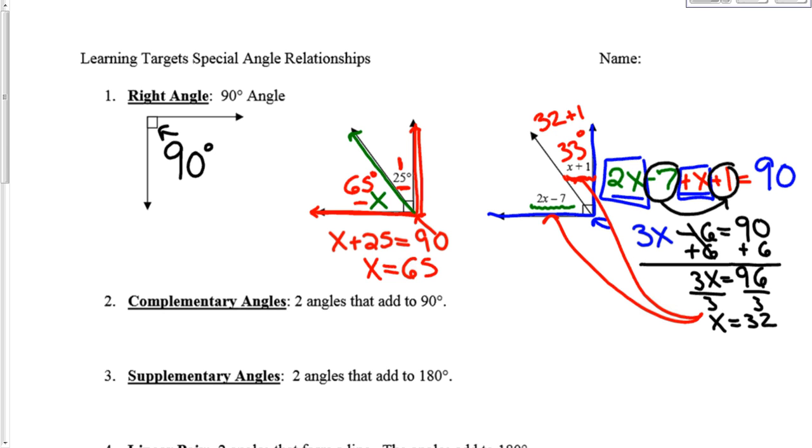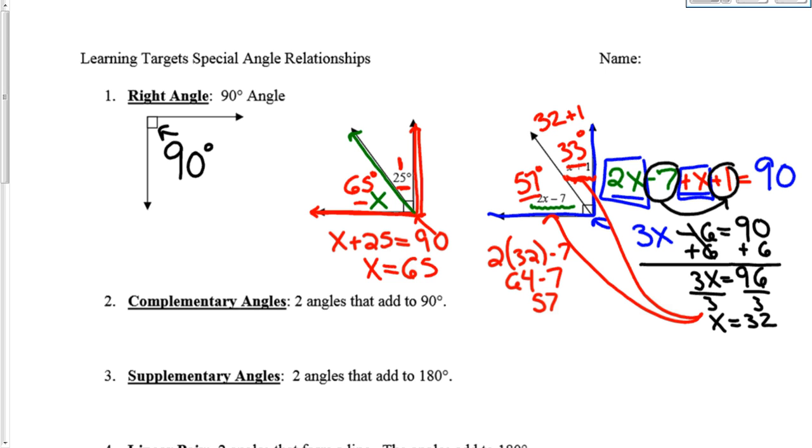Likewise down here, I have 2 times x minus 7. So 2 times 32 minus 7. And I'll use my order of operations. 2 times 32 is 64. Subtract and I get 57. So that's telling me that this angle is 57 degrees. Now, to make sure that you did your algebra correctly, you can quickly add these two numbers together, and they should equal what? You got it, 90 degrees.